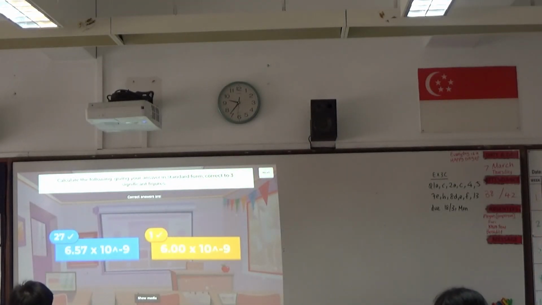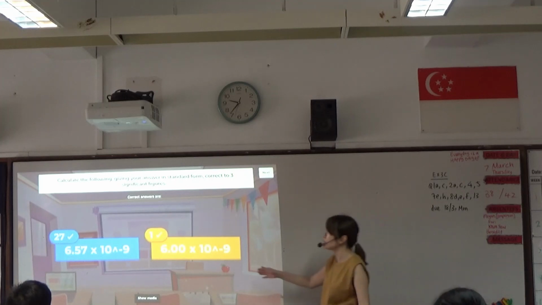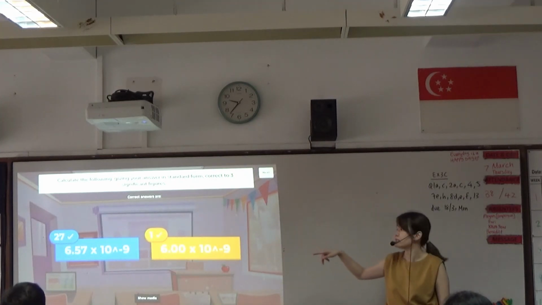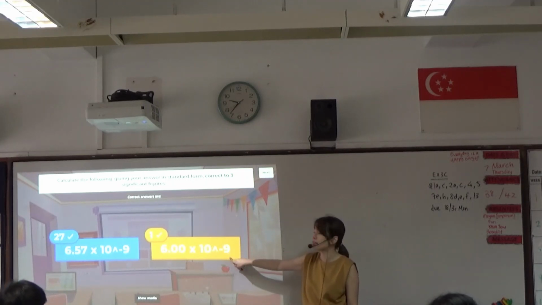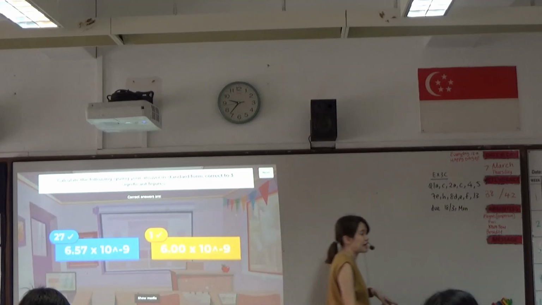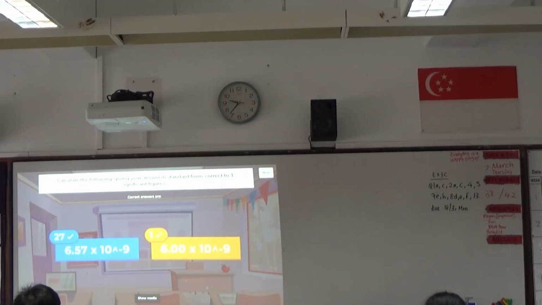Because of the Sharp model, I think there are digits that are lost. So you will find that you get 0.000 all the way, and then the last digit is 6. That's why I accepted this as an answer. But for most of us, it should be 6.57 times 10 to the power negative 9. You should have seen the last 3 digits to be 657.